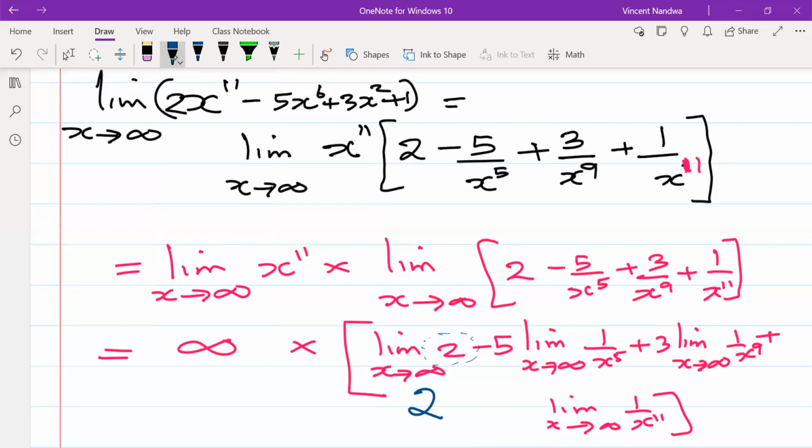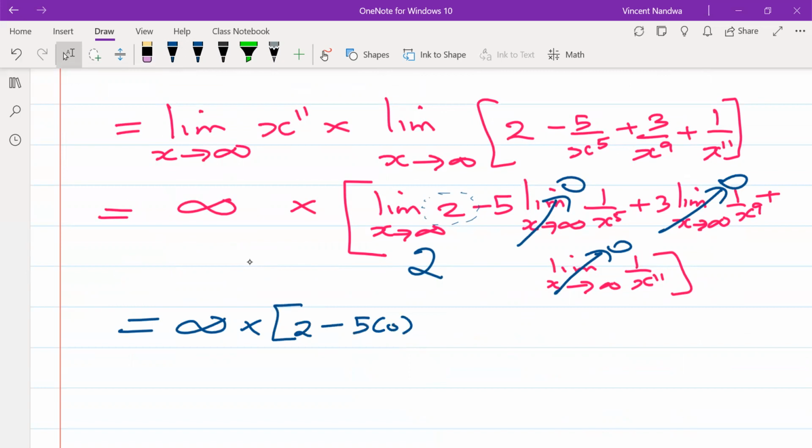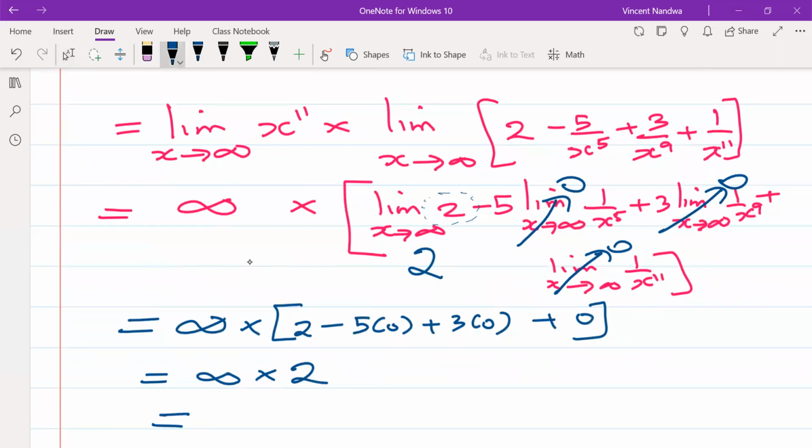And then, because this one, you know that this will be 0, okay? And next, yes, this limit is also going to be 0. This one is also going to be 0. So it's like we have infinity times 2 minus 5 times 0 plus 3 times 0 plus 0, which is just infinity times this bracket, which will give us 2, okay? So finally, if you have a very large number and you multiply by 2, what is the nature of the result?